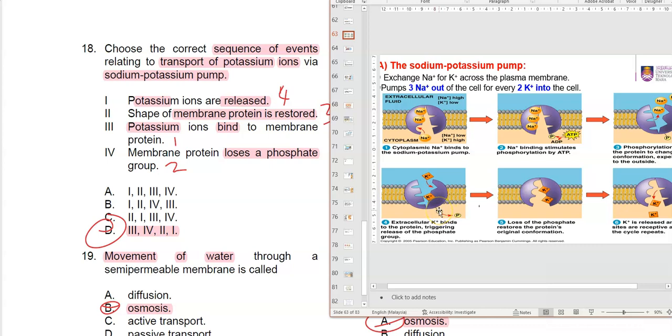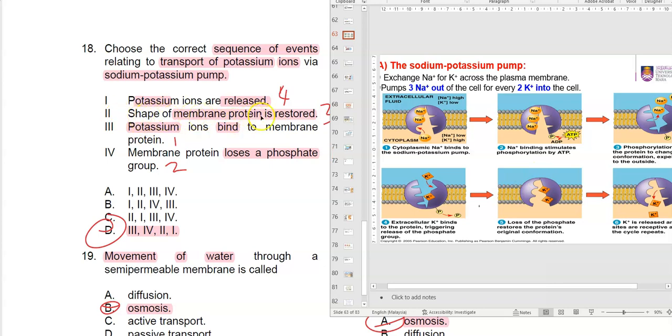Okay, so this will lead to statement number 4, which is the membrane protein loses a phosphate group, as you can see from this diagram here. And then what happens next is that once the phosphate is released from the carrier protein, or from the pump, it causes the sodium potassium pump to change shape, which leads to statement number 2.